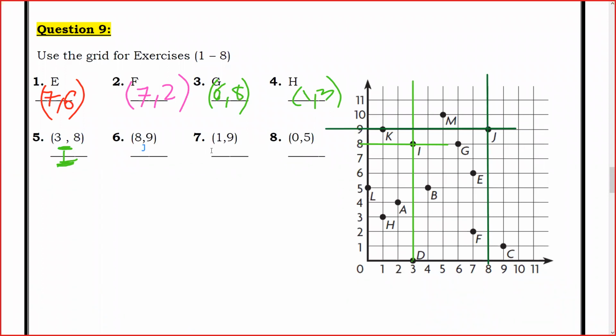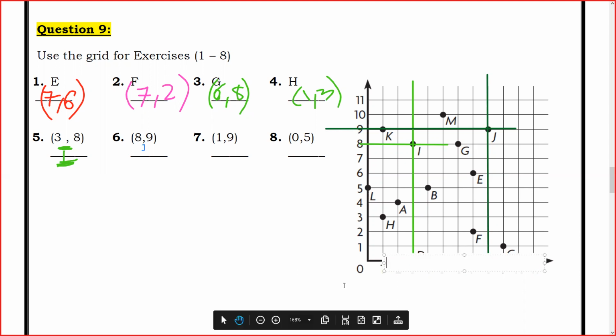Now, let's talk with Darlene. Yes, Darlene. Darlene, are you here? Darlene? Okay. Let's talk now with Ragad. Yes, Ragad. Number 7. 1 and 9.